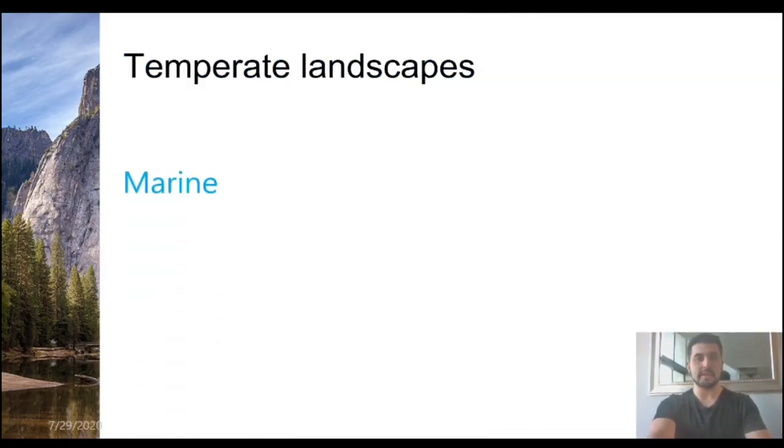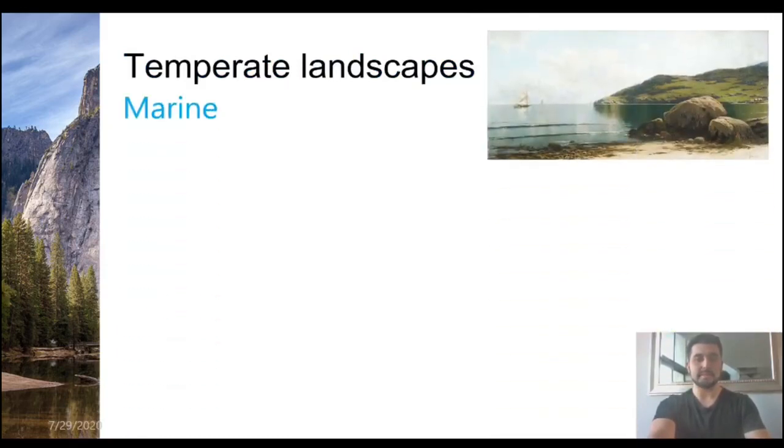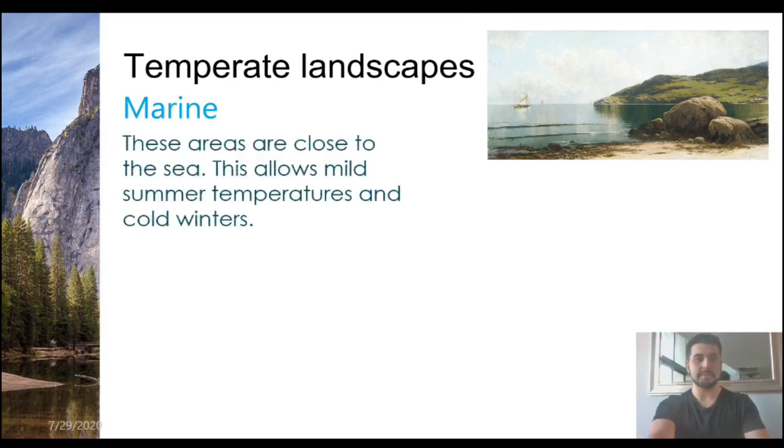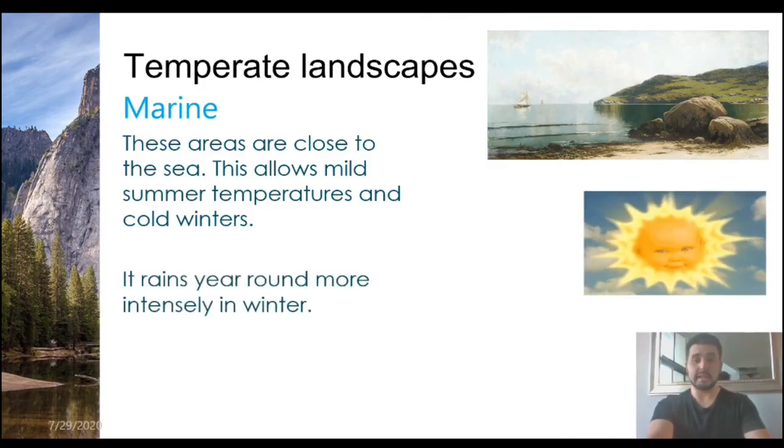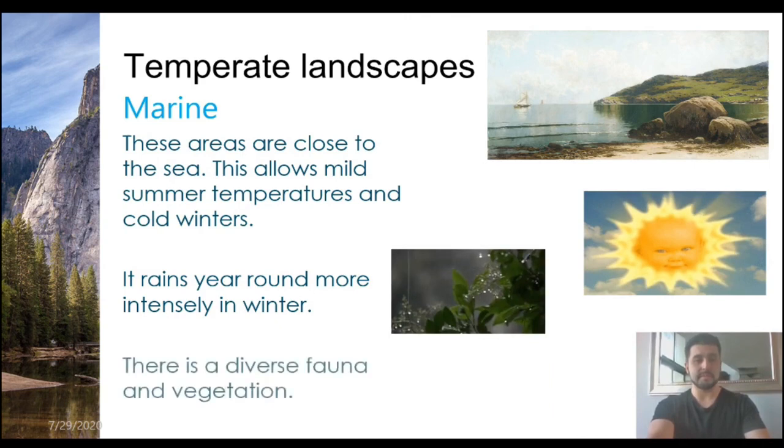And the last one, marine landscape. As you can see in the picture, these areas are close to the sea. This is why it's called marine, because they are close to the sea. This allowed mild summer temperatures and cold winters. It rains year-round, more intensely in winter. And there is a diverse fauna and vegetation as well.